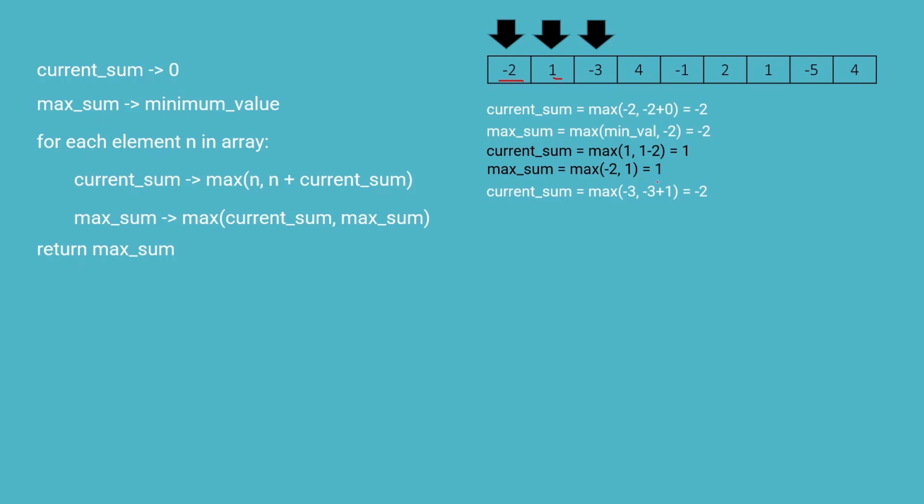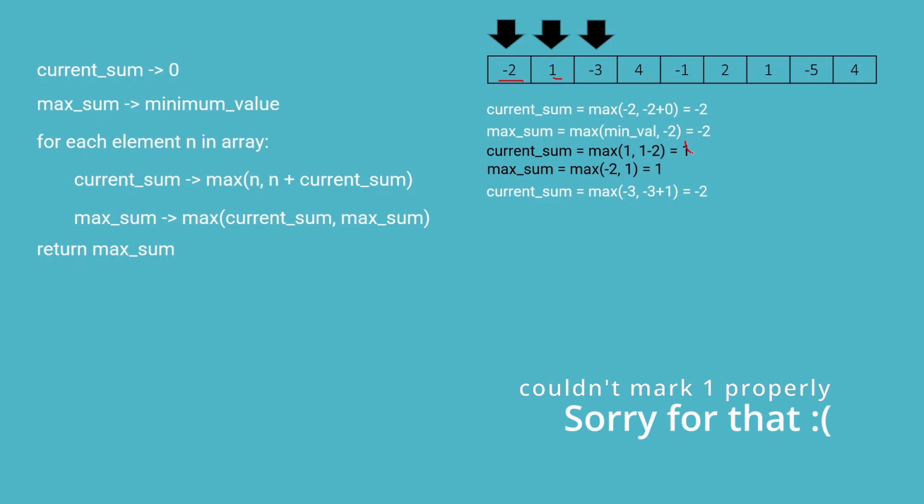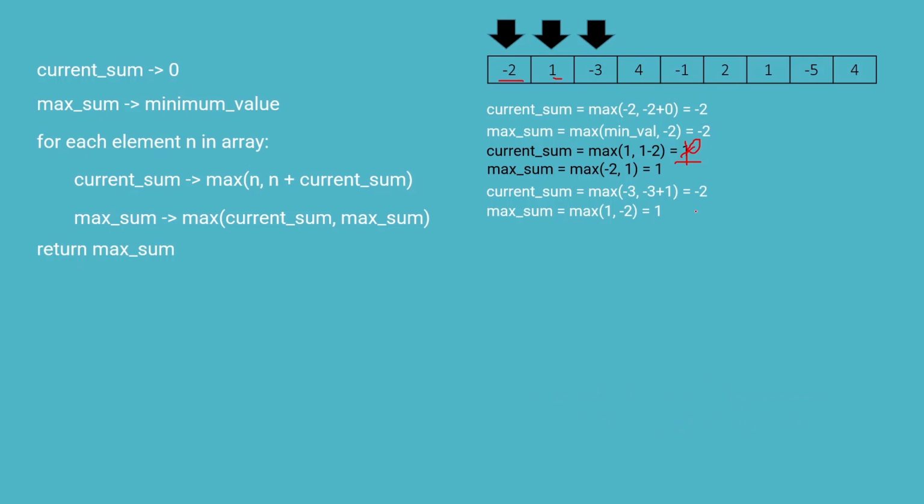Here the element is -3 and we are getting -3 plus 1. Here 1 is the previous current sum. Our current sum's value equals -2. So here the maximum sum will be, the previous maximum sum was 1 and -2 is not greater than 1, so maximum sum remains 1.